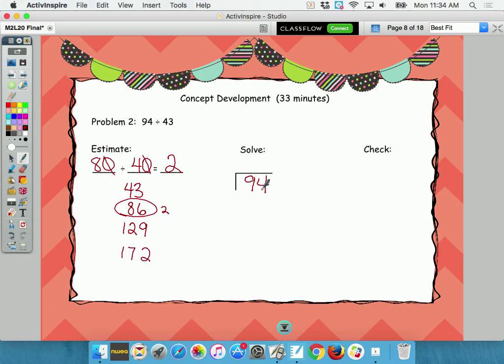94 divided by 43. We can't put 4 in that. Right. 43 is larger than 9, so write a 0. So we can put it 2. Rustin, can I get you to close the door, please? And we're going to try 2, and it'll be 86. We already did it, didn't we?